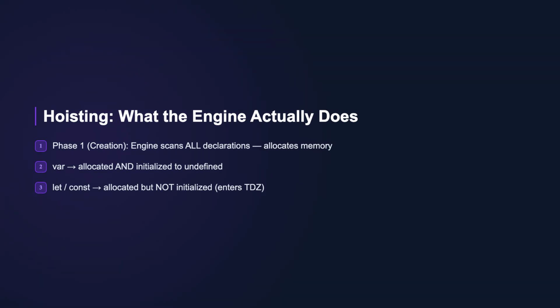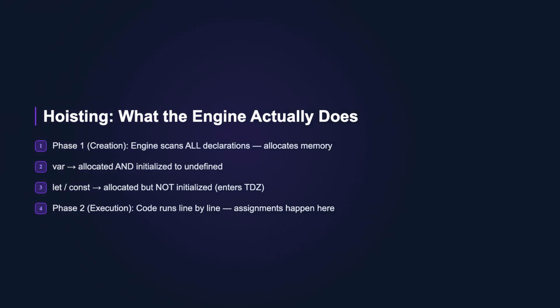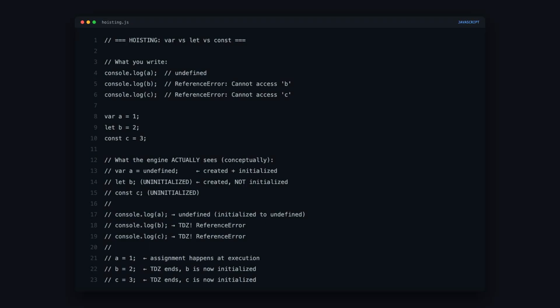This is the temporal dead zone. Phase 2 is the execution phase, where code runs line by line. This is when assignments actually happen. So when people say var is hoisted, they mean it's both allocated and initialized during creation. When they say let is hoisted, they mean it's allocated but not initialized. That distinction is everything. Let's see it in code.